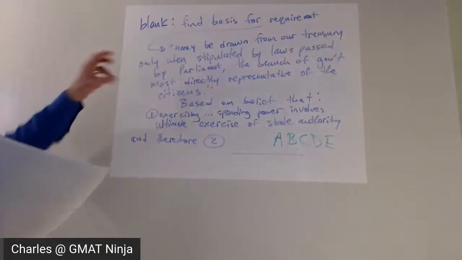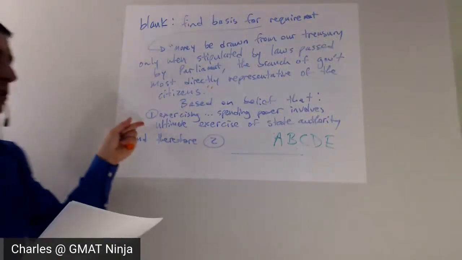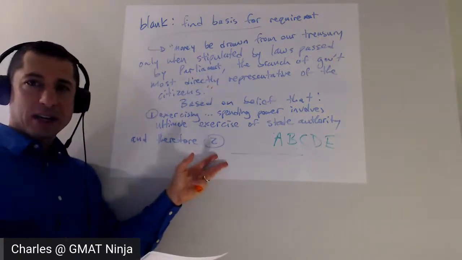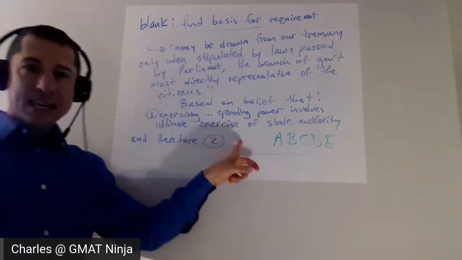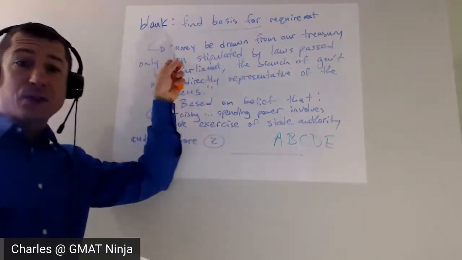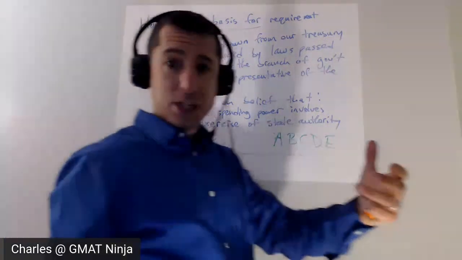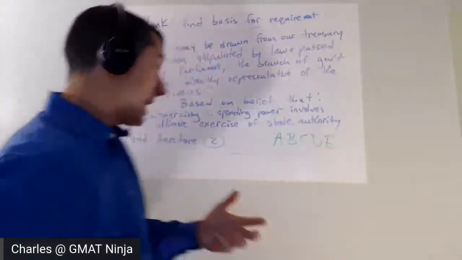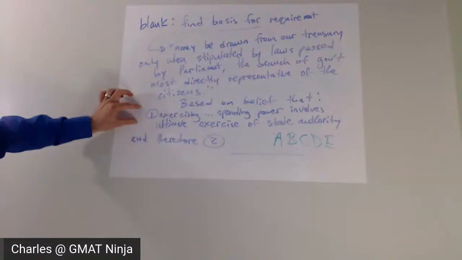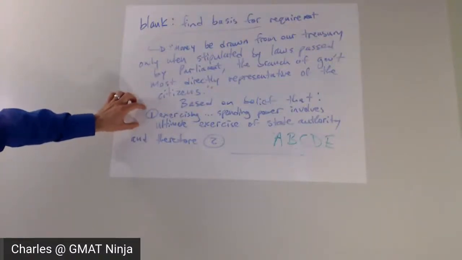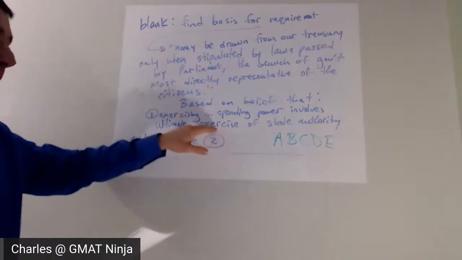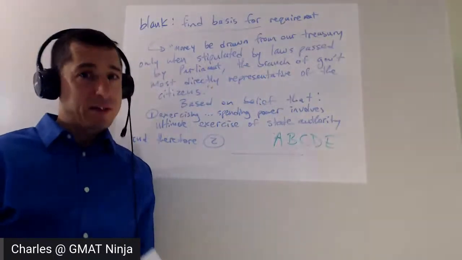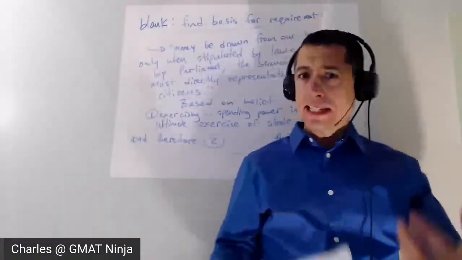Great. And we're saying that this requirement is based on the belief that, first of all, exercising spending power involves the ultimate exercise of state authority. And therefore, here's the second thing. So this is going to be something that provides support or a basis for this. So you're not just looking for a conclusion. There's an easy mistake to make here. I was looking for a conclusion for the passage because of the word therefore. That's not it. We're looking for something that follows from this first thing: exercising spending power involves the ultimate exercise of state authority. So it follows from that, but ultimately, its role is providing a basis for that requirement. Very, very different thing.